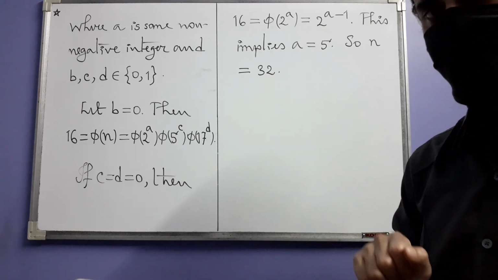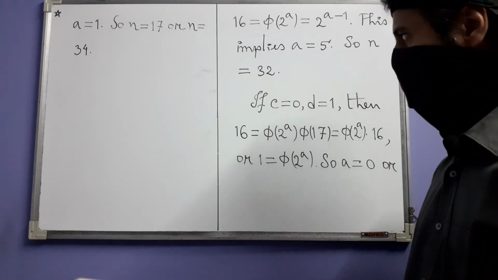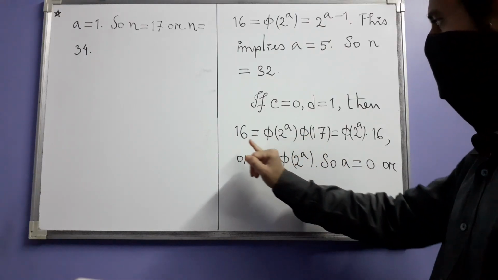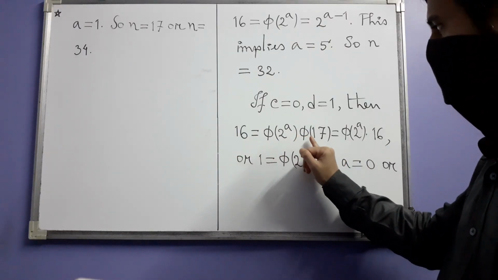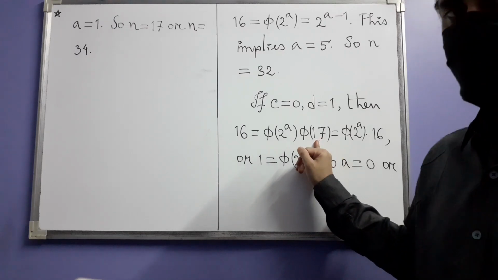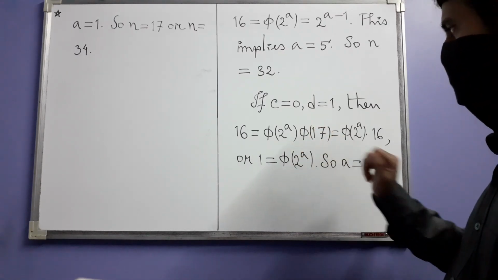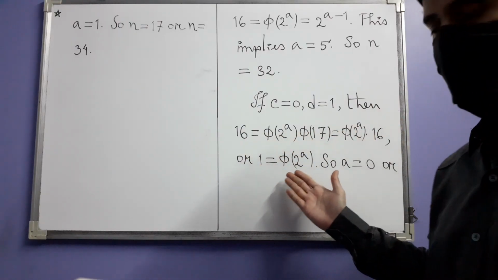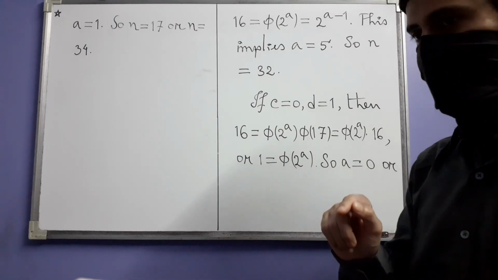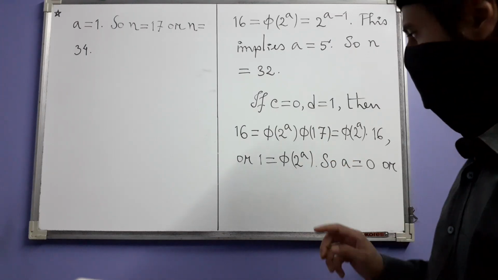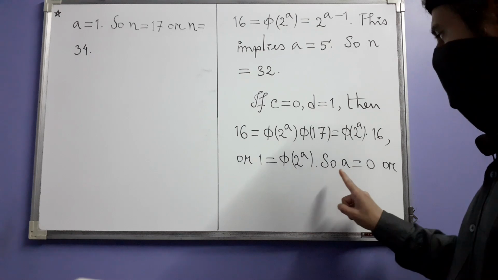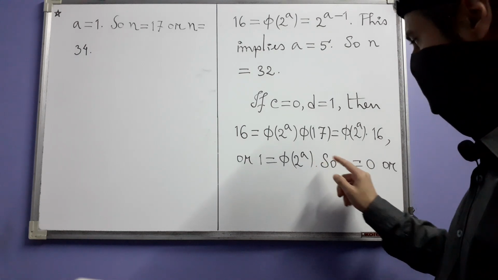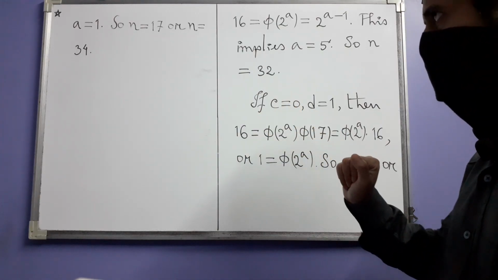Now we are going to see others. Next, let's consider the subcase where C is 0 and D is 1. Then 16 becomes phi of 2 to the power a times phi of 17. 17 is prime, so its phi value is 1 less than the value, that means 16. After cancelling 16 from both sides, you get this. Now, there are two numbers whose phi values are equal to 1 and 2, and accordingly we get these two possibilities. When a is 0, this power is 1, and when a is 1, this power is 2.